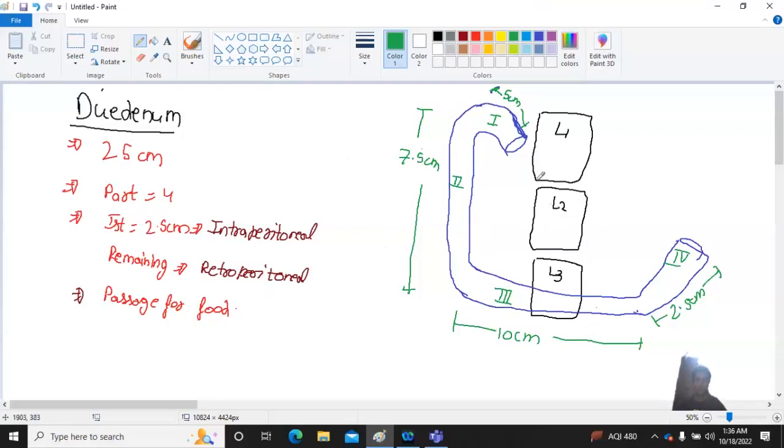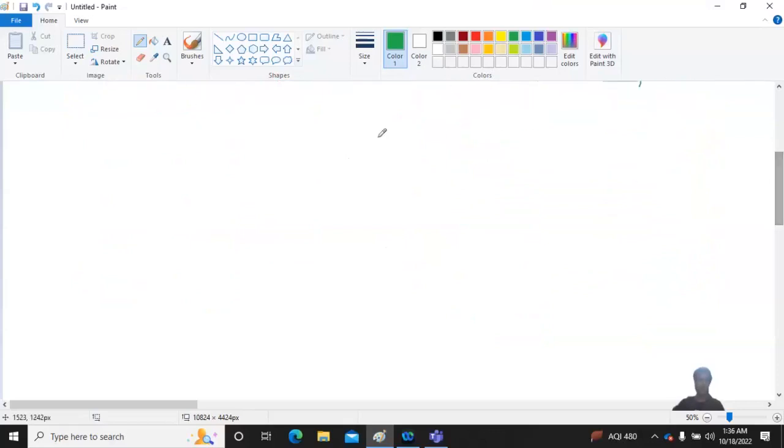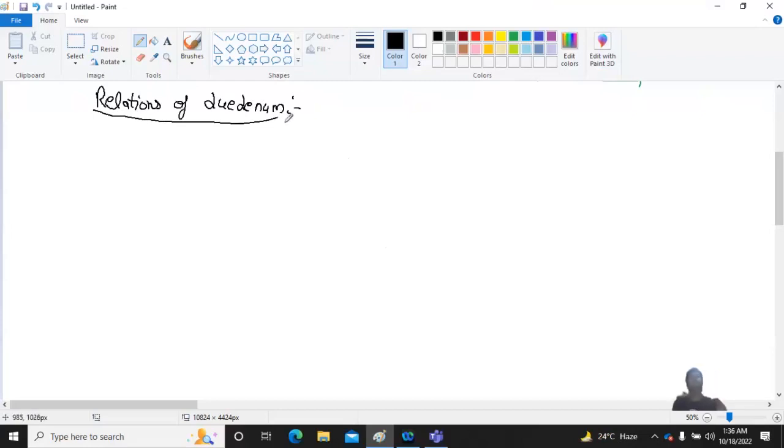Now we take the relations of the duodenum first. Important one. We divide the relations into anterior and posterior, and we take the first part relations initially. We take anterior and posterior relations. So the first part is like this. This is the initial first part. Then behind, we take the posterior relations first.